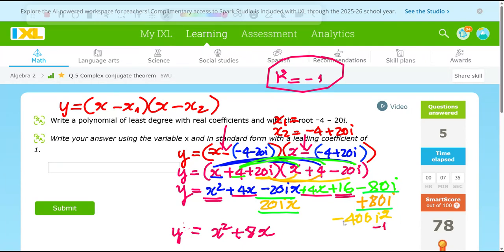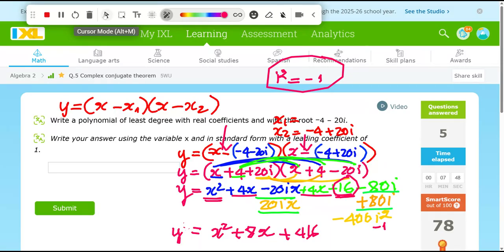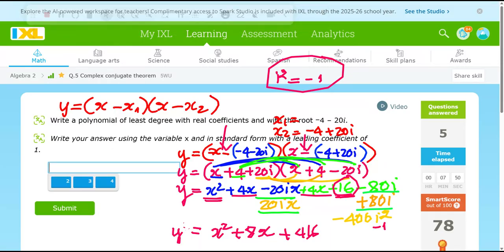So negative 1 times negative 400, is that 400? 400 with 16, is that 416? Okay, that's it. That's your function right there. And then you enter it in. Okay, here we go. x squared plus 8x and then plus 416.